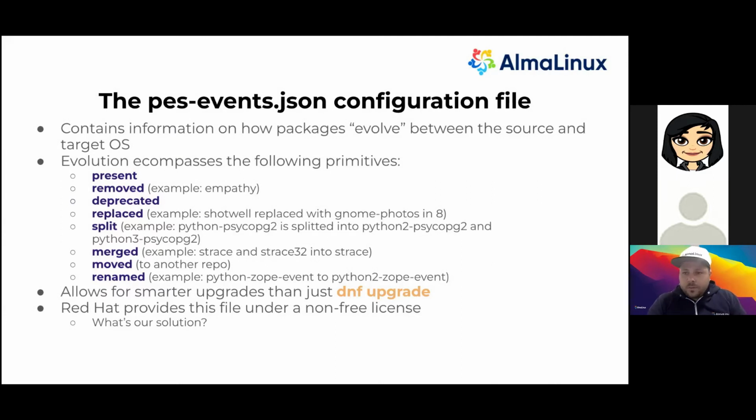Packages evolve between different releases. So what that means is there are a few different primitives that a package can undergo from one release to another, right? A package can be present, removed, deprecated, replaced, or split. There are some examples with Python libraries there. A package could have been merged, moved, or renamed. So there are a few different types of functions that packages undergo between different releases.